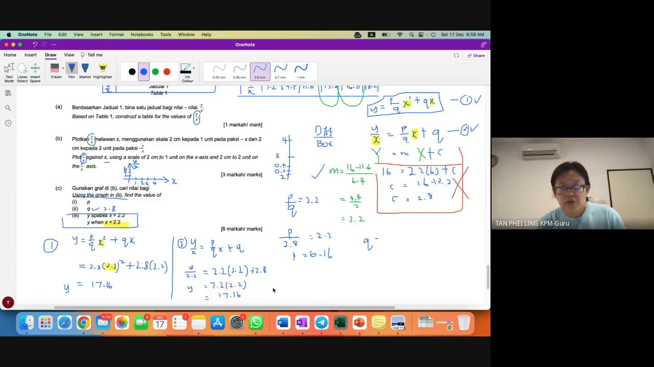Okay, correct or not? 4 point. This one, wrong. This one not 7 point. This one is a multiply, not plus. Okay, so you will get an answer here. What is this answer here? 2.2 times 2.2. 4.84. Okay, then you times 2.2, you should be getting 17.16. All right, that's it about this question.